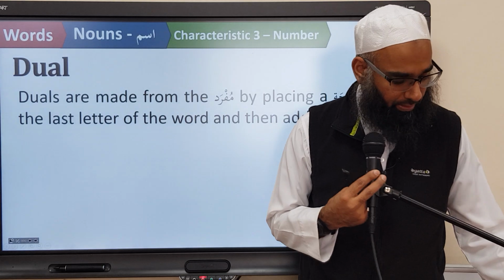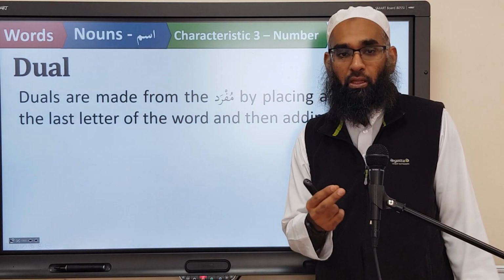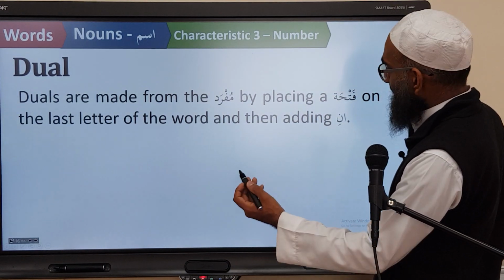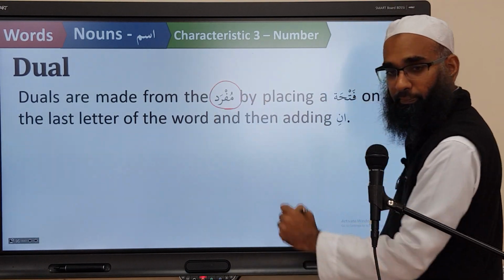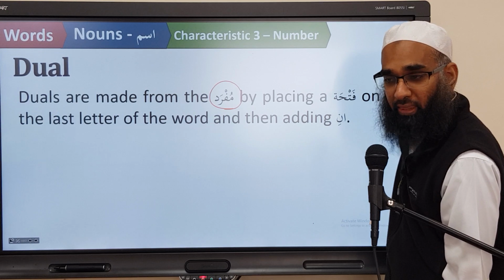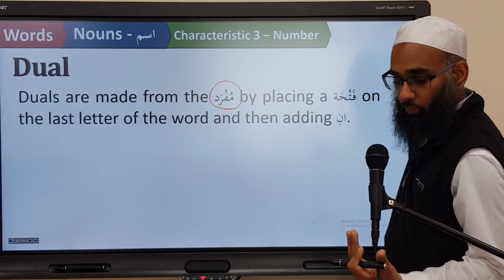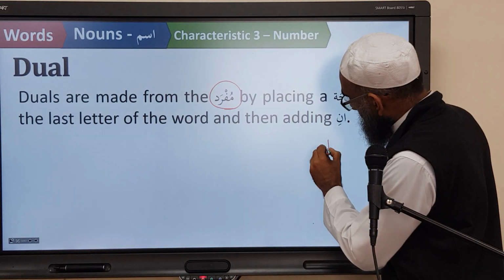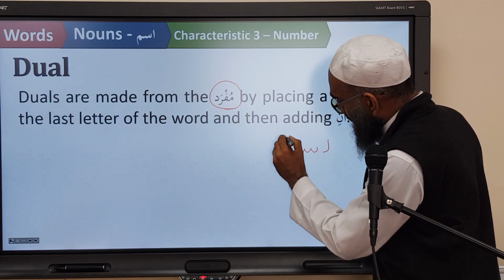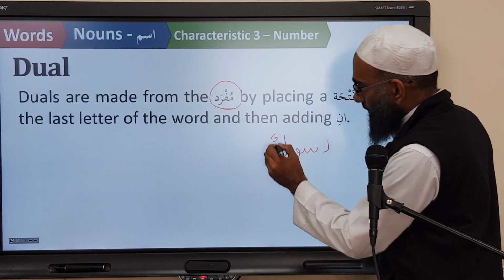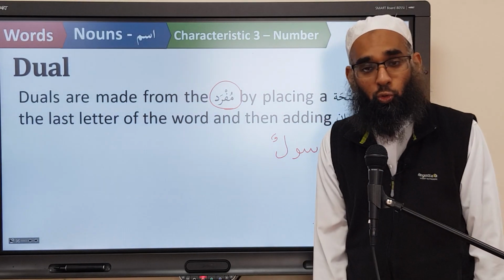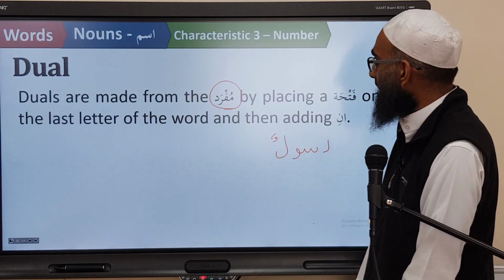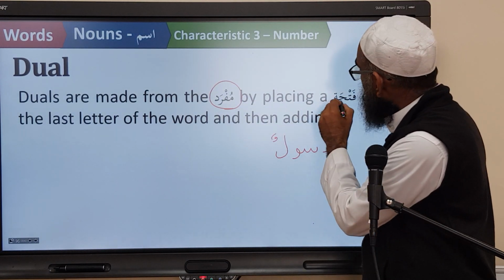Let me show you. So for example, what words have we done? Some easy words we've done. We've done the word, let's say, Rasul. We're using the word Rasul. So the rule is, if you want to make a dual, you get the mufrad. So let's say, what's the mufrad of prophet, a messenger? Rasulun. What do we have? Rasulun. Yes? Okay? Now, you add a fatha on the end.